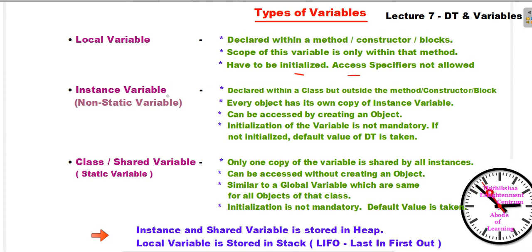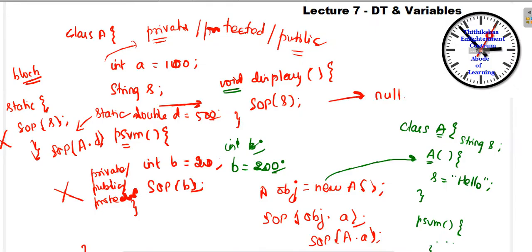Next one, instance variables. Instance variables are declared within the class, but outside the method. Here it is declared within the class but outside the method. Public static void main is a method and display is a method. So outside the method, either here or at the end.